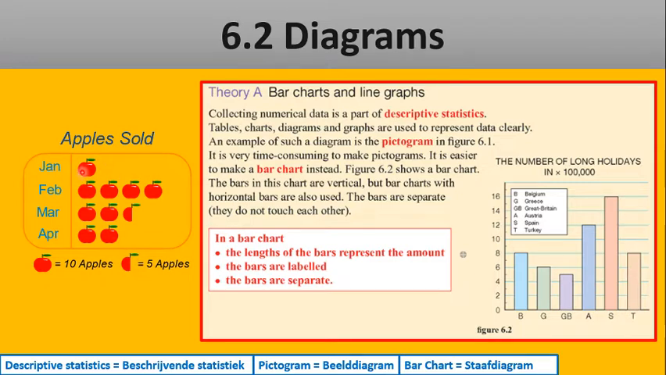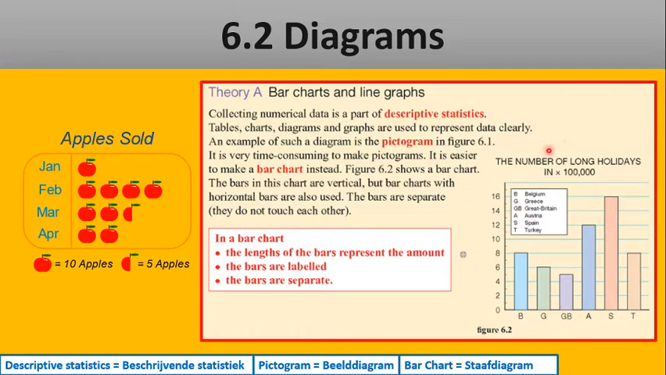So now you can take a look at how many apples you have sold in January, February, March, April. And if you want to, you can continue that, and so on. So that's what they call a pictogram. However, it's very time consuming to make those things. So mathematicians, or some other people I really don't know, came up with something different, what they call a bar chart. In Nederlands een staafdiagram.